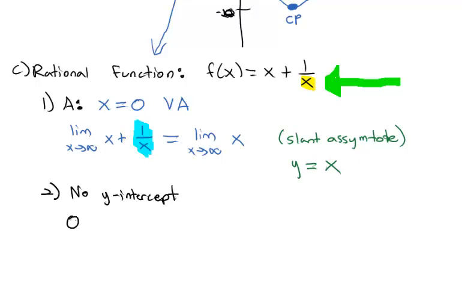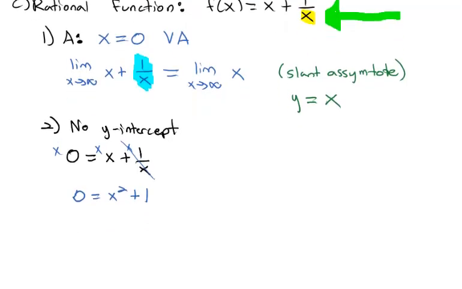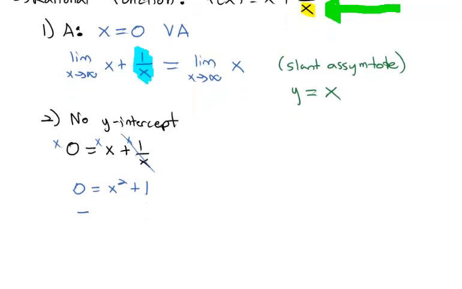To find an x-intercept, we make the whole thing equal 0. 0 equals x plus 1 over x. And if we multiply everything by x to solve, we get 0 equals x squared plus 1, because the x's reduce out. If we subtract 1 from both sides, we get negative 1 equals x squared. Take the square root, and we can't take the square root of negative 1. It's i. We don't really graph i. There's no imaginary axis here. So there's no x-intercept either on this graph.